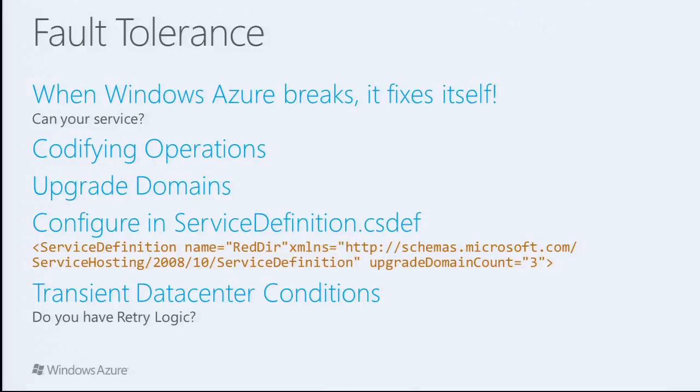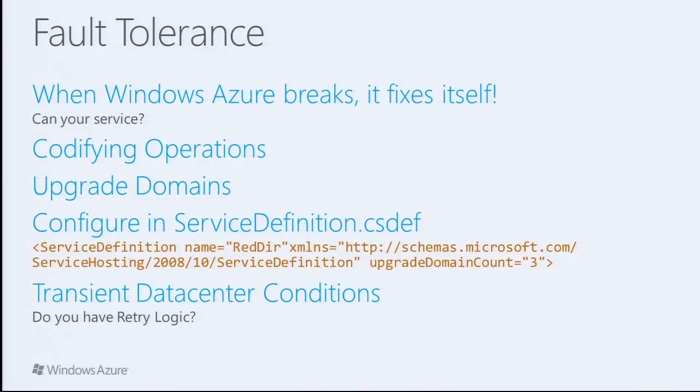Again, we have the same principle of dividing your application into domains, and we'll only upgrade a domain at a time. This means if you've got 10 instances deployed and you've got 5 upgrade domains, we're going to do 2 instances at a time to get you upgraded. Configuring that is real easy. You go in your service definition CSDef file, and you can specify the upgrade domain count and set that to whatever level you want it to be.